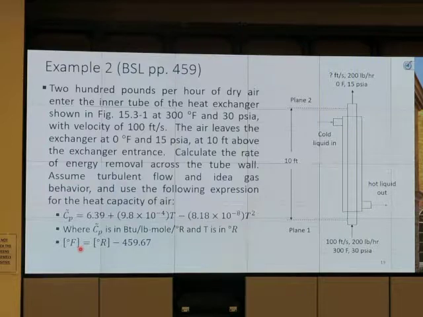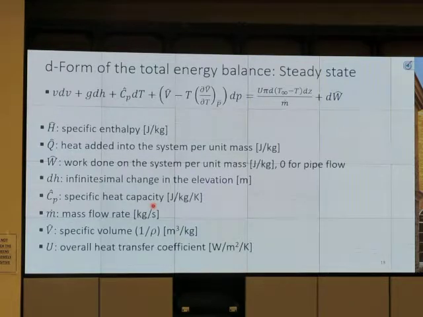Alright, now we want to calculate the rate of energy removal across the tube wall. How much energy do we have to remove to have that 300 Fahrenheit temperature drop? Do we have to remove a lot of energy? Okay, let's take a look. Basically, we use this formula that we already derived. Put the value in and done. So this formula is actually equivalent to the Bernoulli equation, right? But with a little bit more detail.